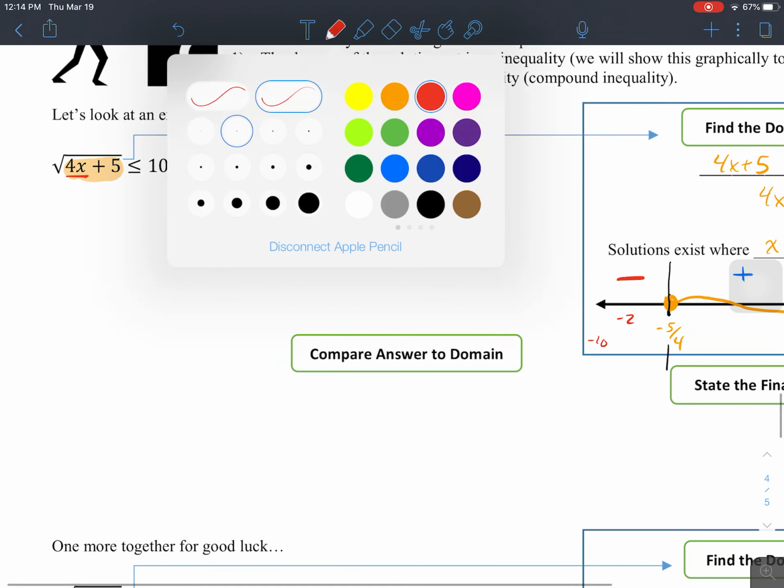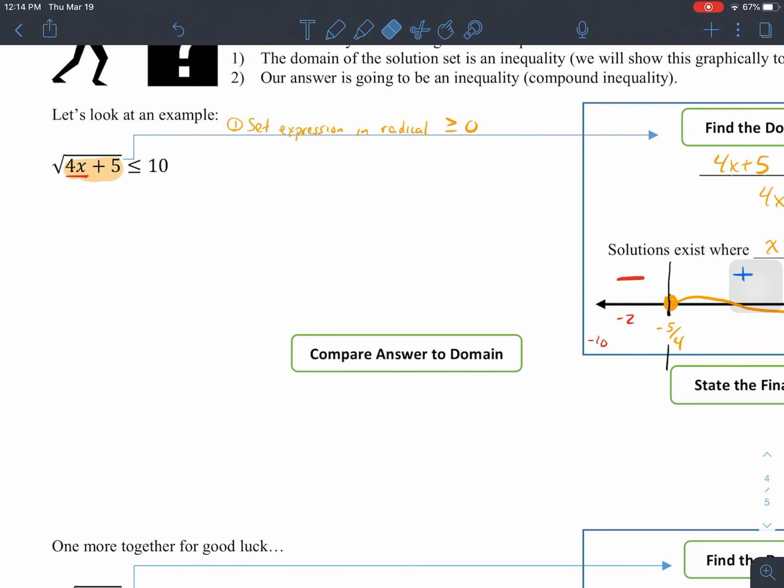So let's try it out. Now that we have that domain restriction and we can check our answers against it, let's just solve. Well, the radical is all by itself, so I'm going to square the entire left side, and I'm going to square the entire right side.